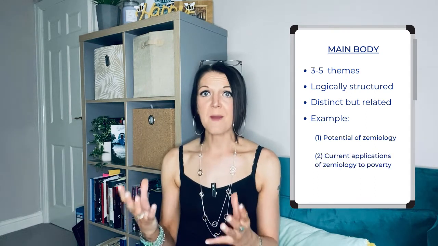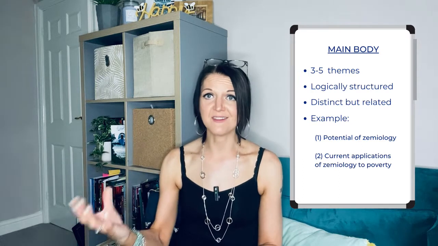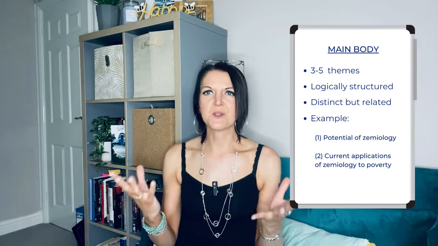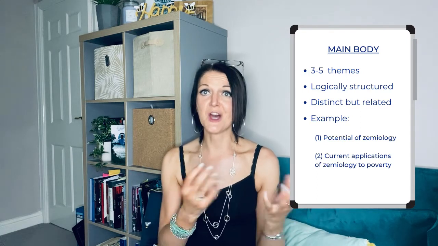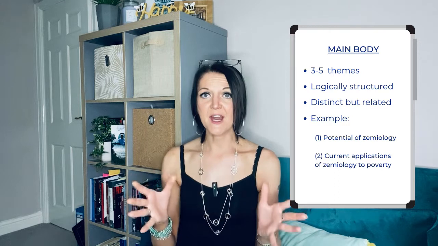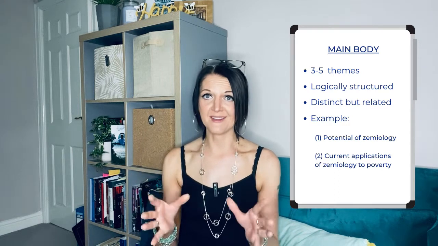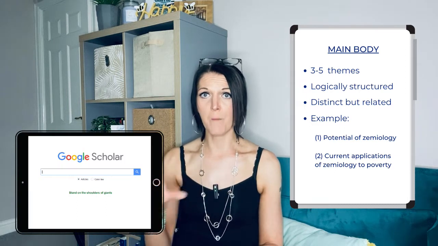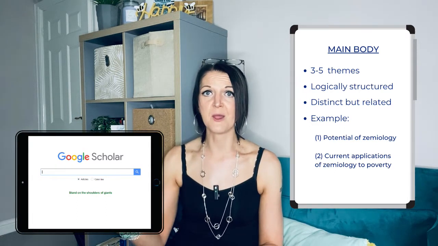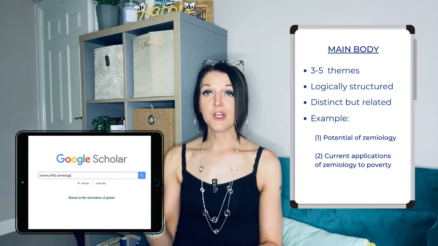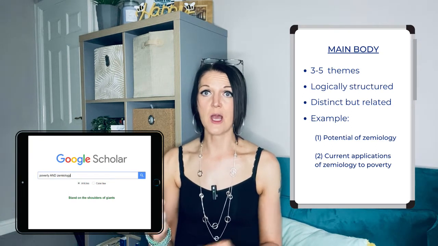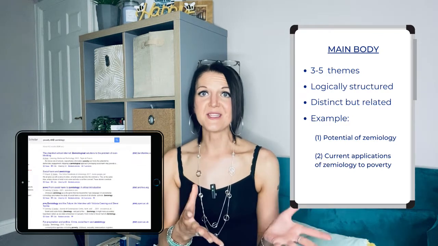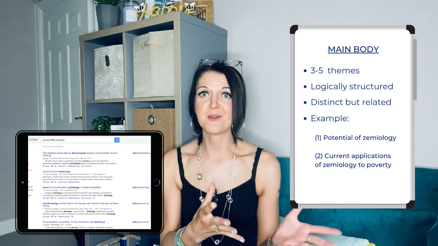The second theme might consider current applications of zemiology in academic work. In relation to poverty, to what extent has it actually been applied to understanding this topic? Here, you would need to do a deeper dive into the literature. Use Google Scholar to identify books or papers that include the terms zemiology and poverty within them. Go to the search bar in Google Scholar and type in poverty and zemiology. Download some of the items that you find and have a good read through them.